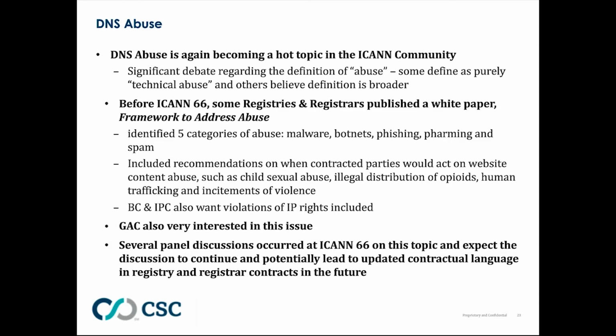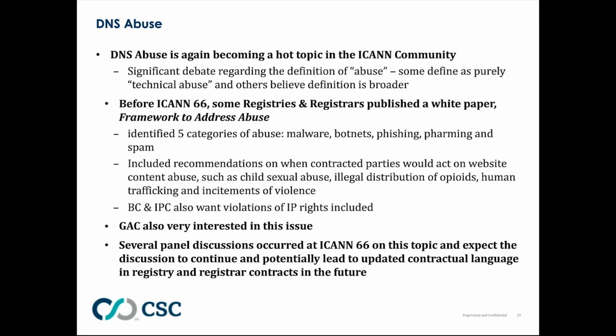Nonetheless, before ICANN 66, some registrars and registries published a white paper. It's called Framework to Address Abuse, and in there it identified five categories of abuse: malware, botnets, phishing, pharming, and spam. And it also included a recommendation on when the contracted parties, meaning registries and registrars, would act on website content abuse. Things like child sexual abuse, illegal distribution of opioids, human trafficking, and incitement of violence.